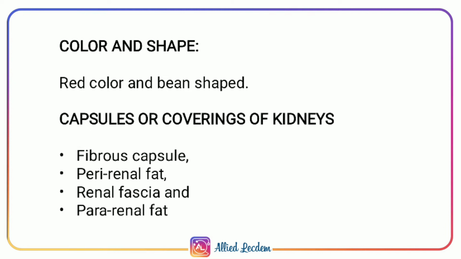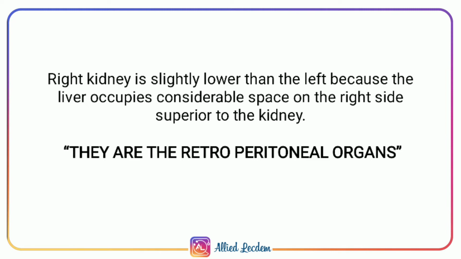The shape and color of the kidney. We know that kidneys are bean shaped and red in color. The coverings of the kidney are fibrous capsule, perirenal fat, renal fascia, pararenal fat. The right kidney is lower than the left because the liver occupies the space on the right side superior to the kidney. They are retroperitoneal organs because the kidneys are located in the abdomen but they are not surrounded by peritoneum. Instead they are located posterior to it. So they are called retroperitoneal organs.